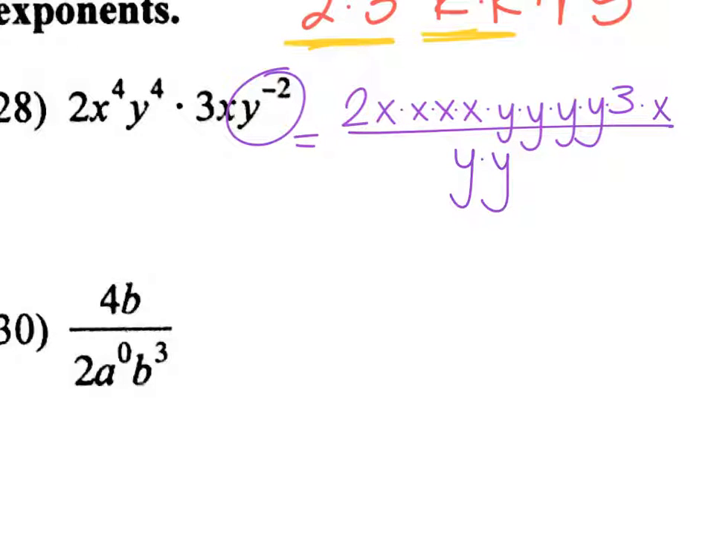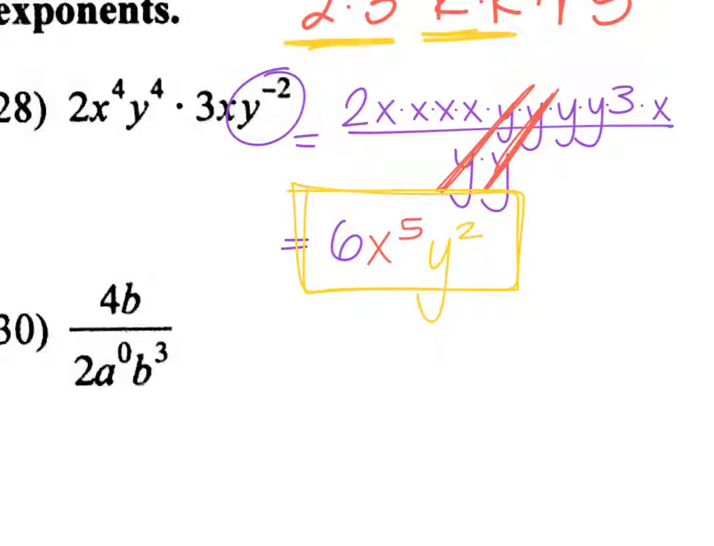And now I just want to cancel. So I've got these y's that cancel. When I put everything back together, I have 2 times 3, which is 6. And then if I count my x's up, I've got 1, 2, 3, 4, 5 x's. That's x to the 5th. And let's count our y's. 2 y's left on the top, which is going to be y squared. So there's my final answer.